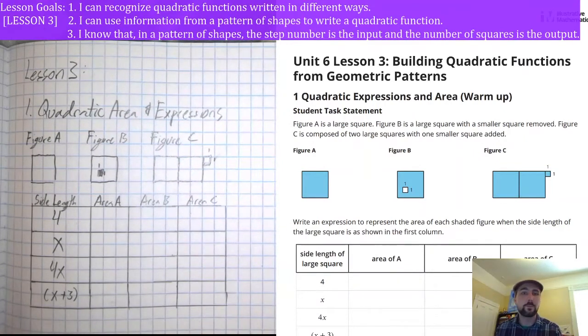So at this point, you should pause the video, try this on your own, and then when you finish, you'll come back and we'll talk it over together. Okay, pause the video and figure out as much of this as you can.